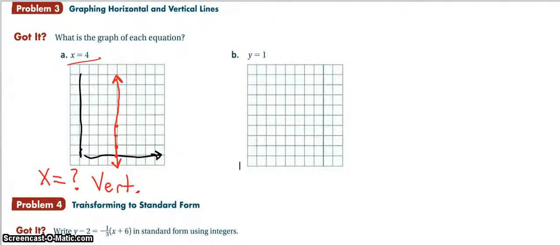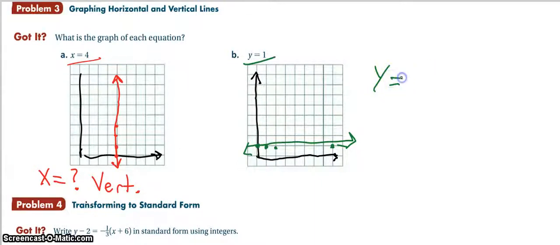So then likewise, when we have a y equals situation, if y equals 1, then does the x affect that? Not at all. So if we have y equals 1, well, there's a y equals 1, there's another y equals 1 way out here. I mean, there's a ton of them. There's infinitely many. So that's why this will be a horizontal line. And again, sorry that my line got a little off there, but at the y equals 1. So y equals something is horizontal.